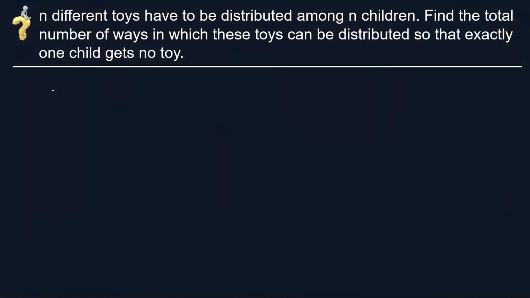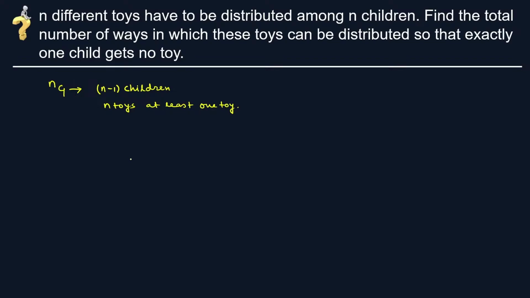So let us first find out which child is going to get no toy. Out of those n children, one child can be selected in nC1 different ways, and this child is not going to get any toy. So now we are left with n-1 children. And these n-1 children will get these n toys in such a way that each and every child must get at least one toy.